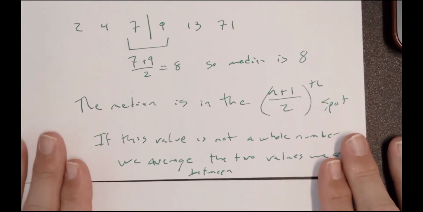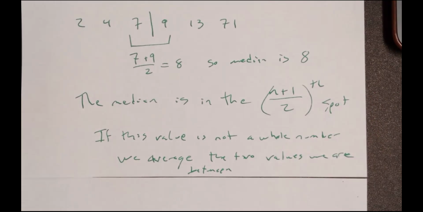Please notice in this list, my highest number is 71. That's extremely far away, right? Compared to all the other numbers. So I have a really substantially way out there number. If I change that from 71 to 17, does the median change? No. So here's the difference. Mean is very sensitive to changes in the extreme values. Median is not.